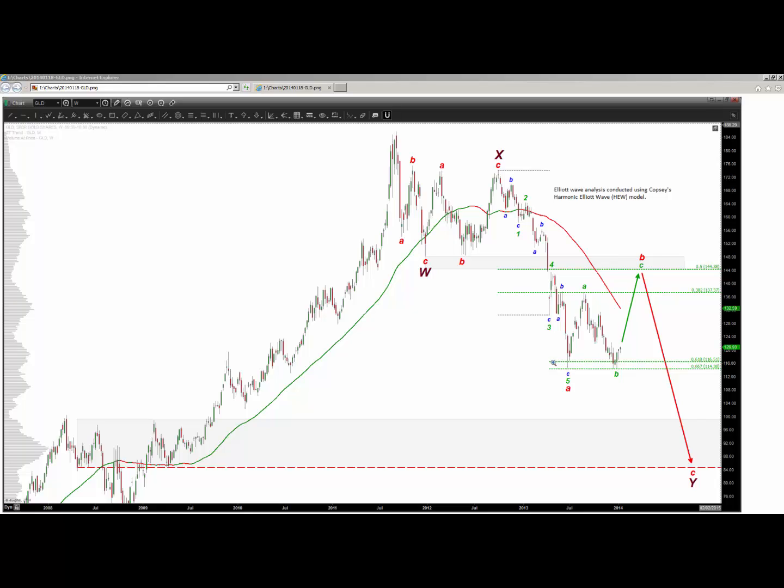Now, on many occasions, I've come to find Copsey's model suitable for a particular wave structure that I couldn't possibly count using the classic model. So whenever the classic model fails to produce a viable count for me, I would resort to the Copsey model to find a solution. And oftentimes I do find a solution. Anyways, that's beside the point. The purpose of the video, of course, is to produce an actionable forecast, and that's what I intend on doing.